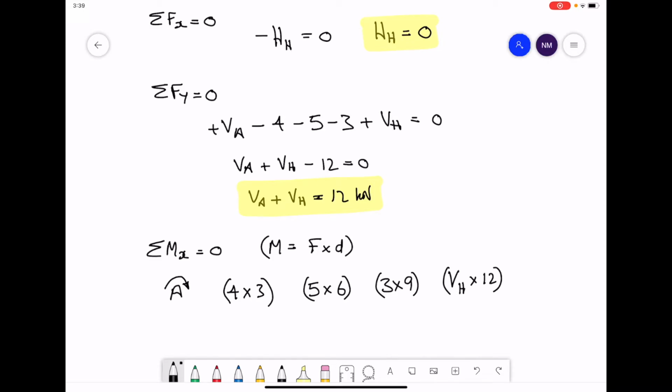All these moments for equilibrium must add up to give you 0. We're now going to consider clockwise moments, anti-clockwise moments, to put a sign in front of each of these brackets. Clockwise moments are positive, anti-clockwise moments are negative.